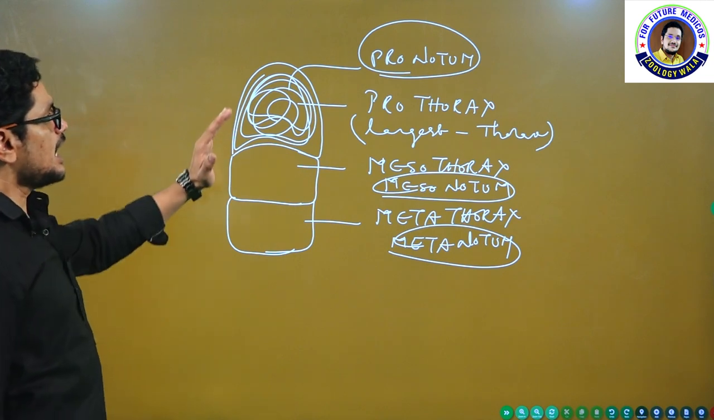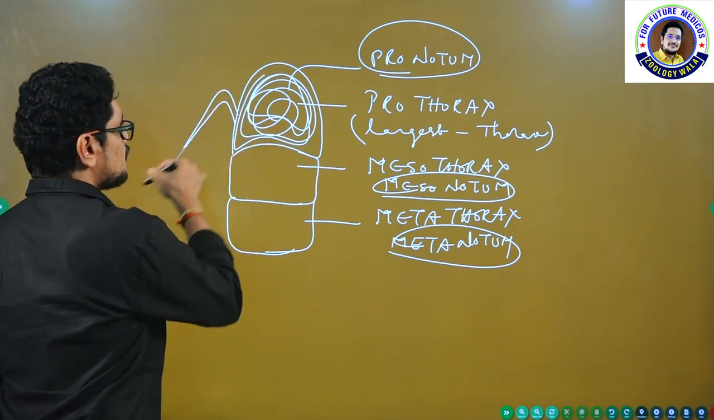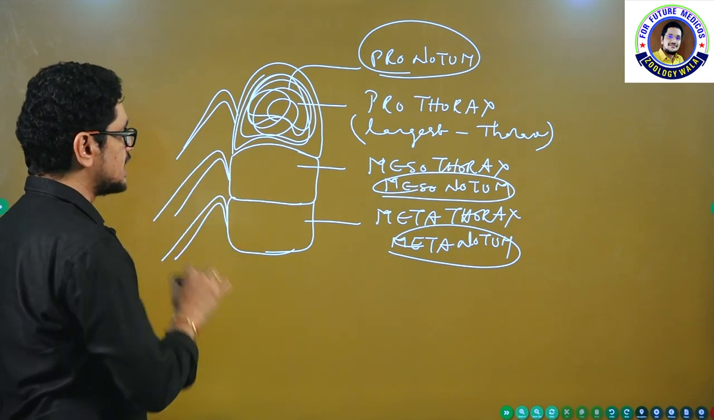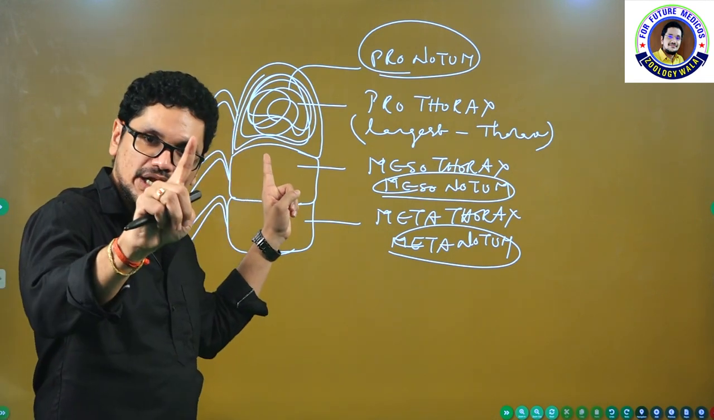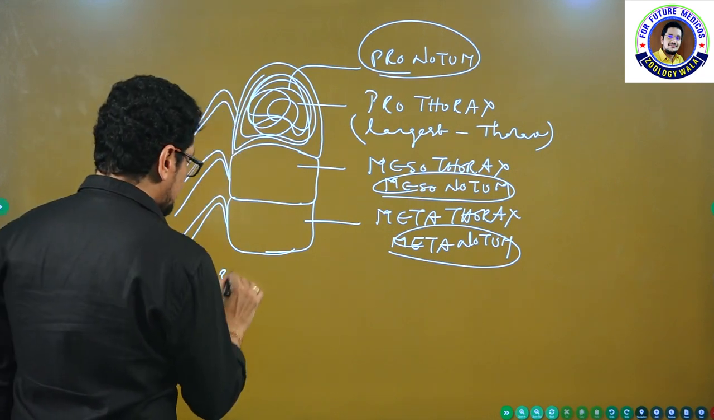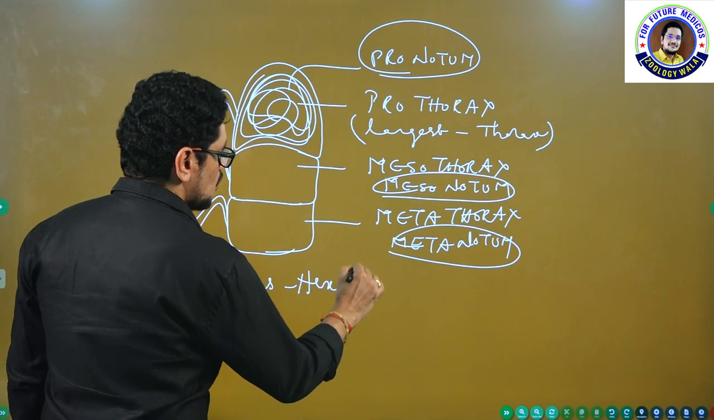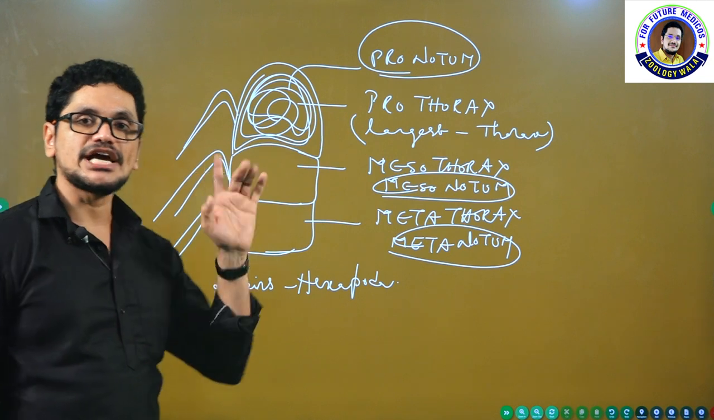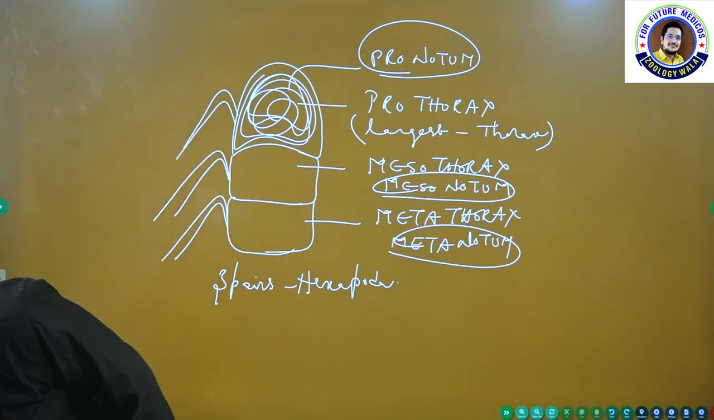And for prothorax, there will be one leg here, mesothorax one leg, metathorax one leg. Similarly, on the other side also. So prothorax contains one leg, mesothorax one leg, metathorax another leg. Total three pairs of legs are present. That is the reason why cockroach comes under Hexapoda. So this is just a diagrammatic representation. I will show the leg also.